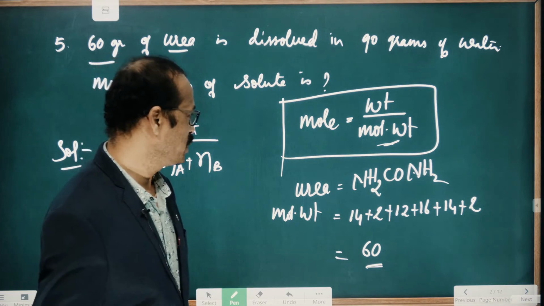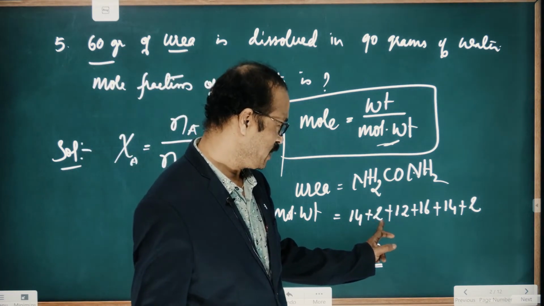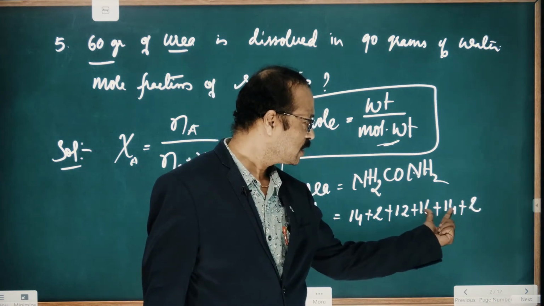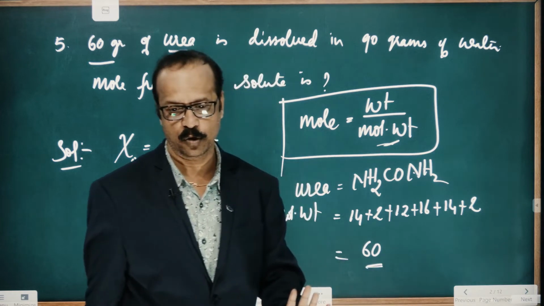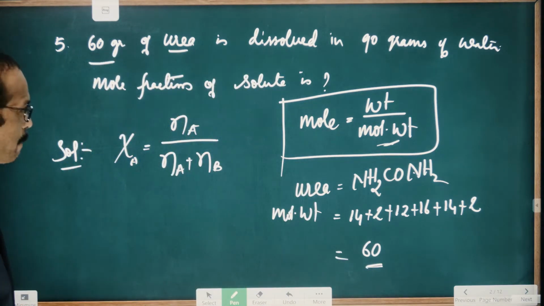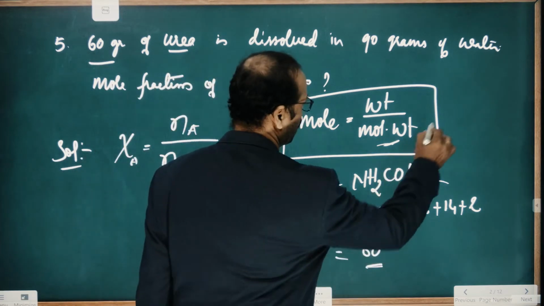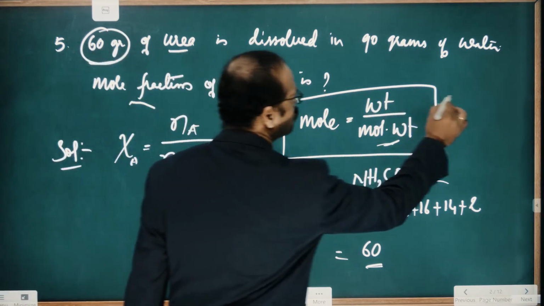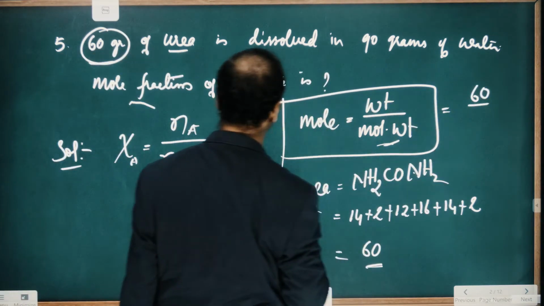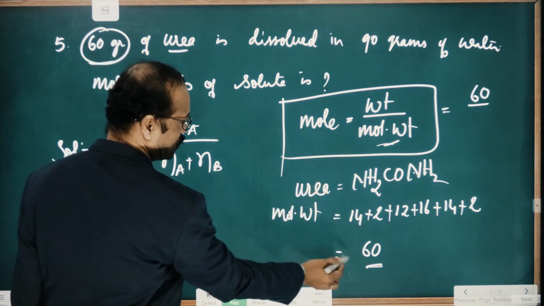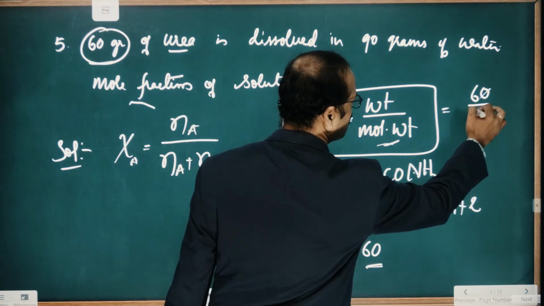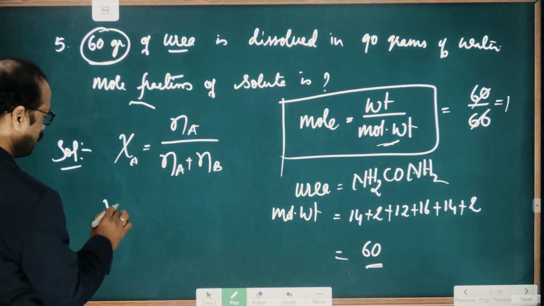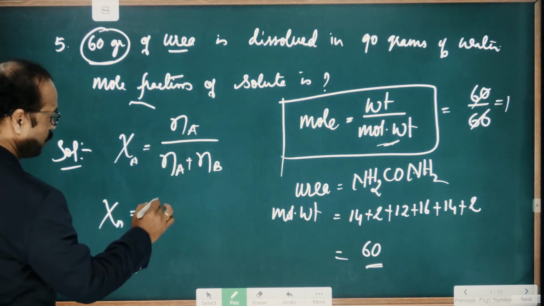You should get 60. Once you check now, 14 plus 2, 16. 16 plus 12, 28. 28 plus 2 here, 30. 30 plus these two, 60. Okay, so did you understand? So we got total 60 as molecular weight. Now weight, how much is it given? Weight is equal to 60 grams of urea. So write here 60 divided by molecular weight. How much did we get for molecular weight? 60. So 60, 60 cancel, 1. So Na I got 1. So Xa is equal to, in the Na place I will write 1.